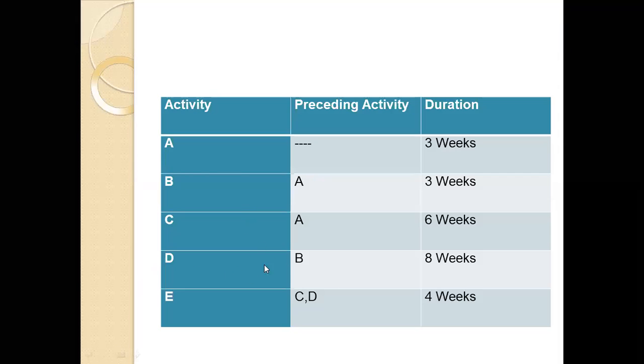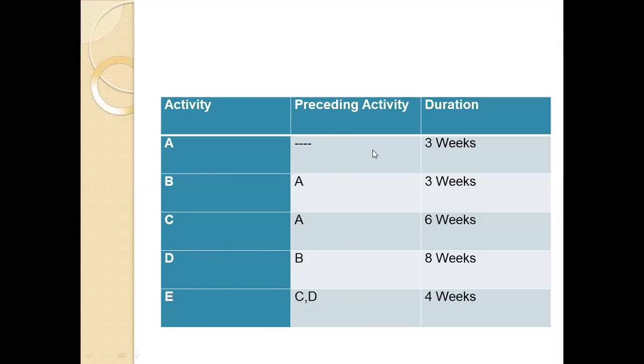This D activity has a preceding activity, and that activity is B. So after A, we move towards B, and from B, we move towards D. And this E has both C and D as preceding activities. So it can also be drawn using these activities. This E will have C and D in parallel. This is the main thing.